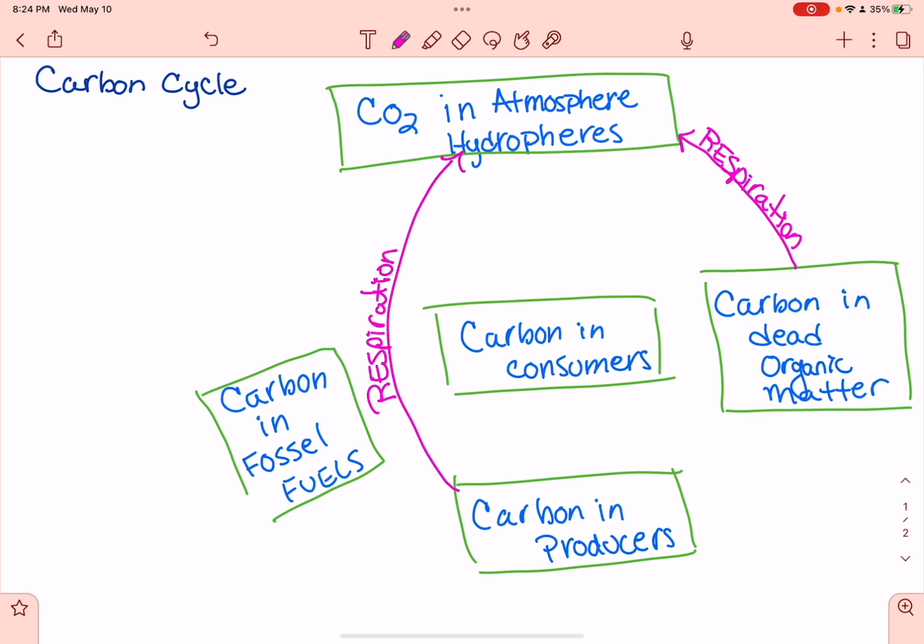So again, I'm drawing the processes or the fluxes in pink. Notice the arrows are pointing to the sink that is receiving the carbon. So you are drawing a line, for example, from consumers. So the carbon is leaving the consumers and going to the atmosphere or hydrosphere. And again, that process or that flux is going to be respiration.